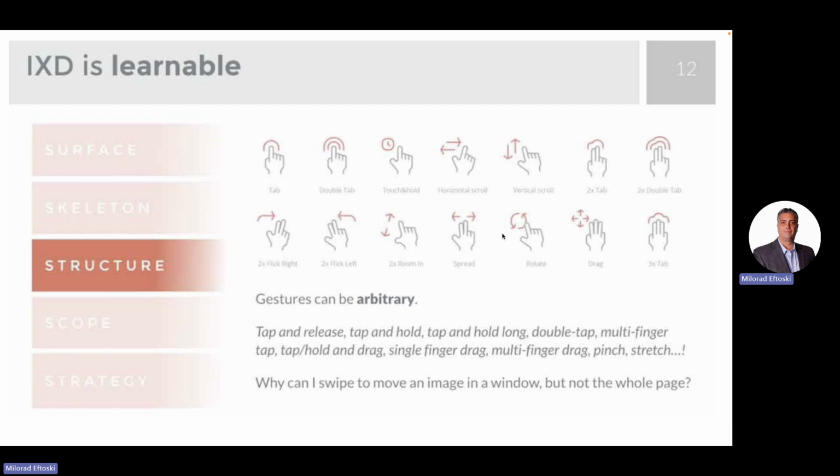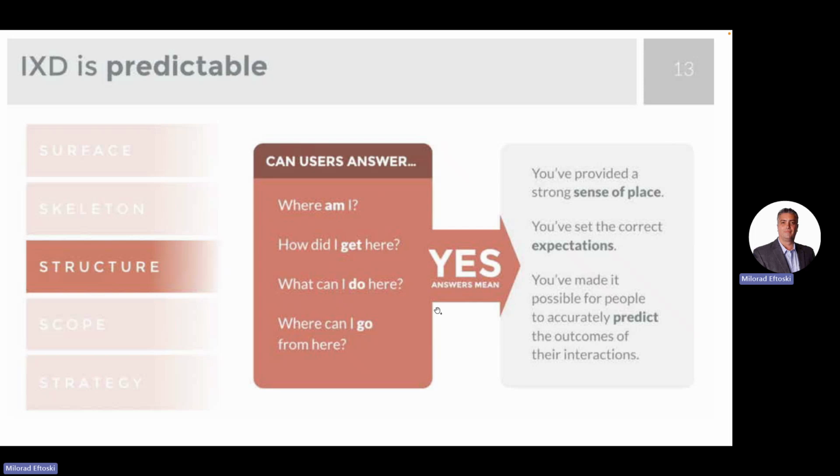And PCs have a different gesture system. So again, what you're using it for differs based on the user. Double flick right, double flick left. I mean, it gets a little overwhelming sometimes. And to be honest with you, even at my level, I still use the more basic ones that we use here. Why can I swipe to move an image in a window, but not the whole page? Right? That's another question people were asking.